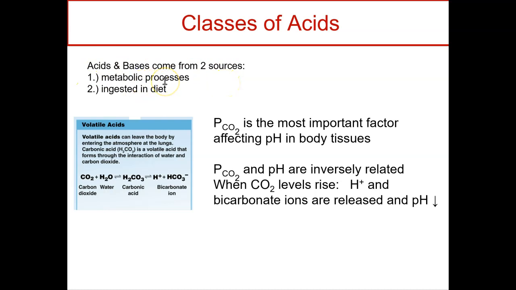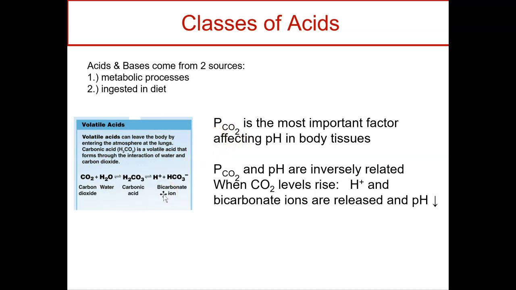You might remember we have pyruvic acid, keto acids, and then, as I mentioned, what we eat. So these are the main source of these acids. When we look at acids, they can be characterized as volatile, and volatile just means that basically, think of them as you can get rid of them in your lungs. They can change into a gas and be eliminated.